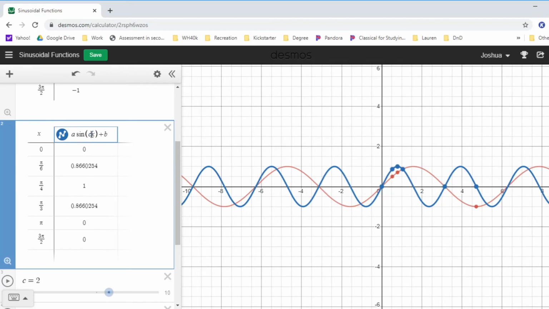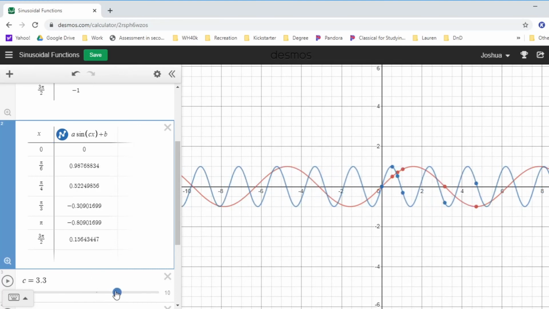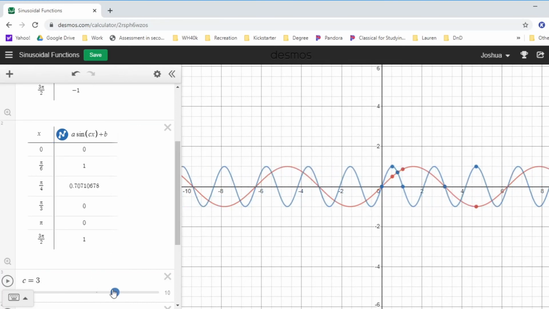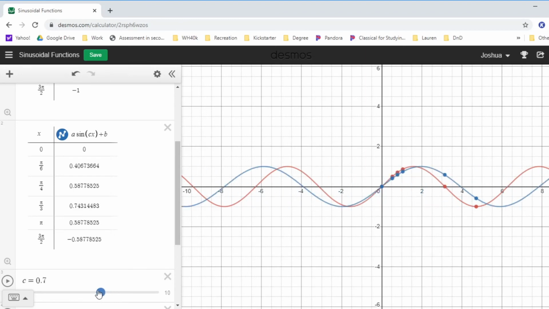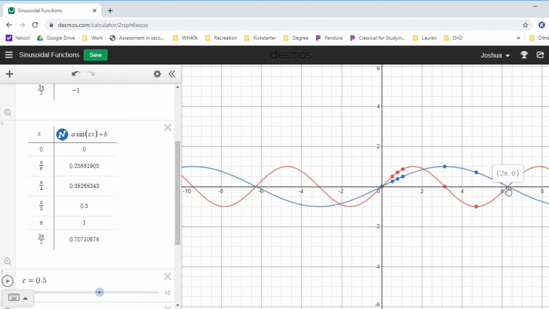However, it has a direct relation to the frequency, which is the amount of times that you'll go through a complete cycle in that span from 0 to 2 pi. So right now, C is 2. It's going to complete 2 cycles from 0 to 2 pi. If I put in a 3, it'll complete 3 cycles in the same time. If I put in a half, it completes exactly half a cycle in that time.